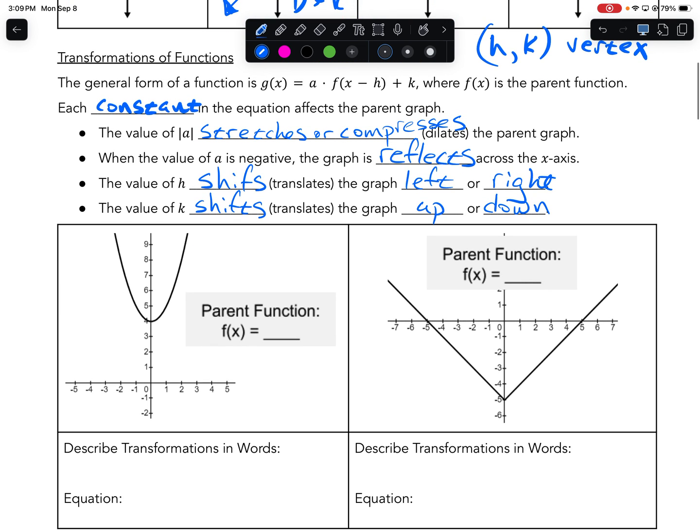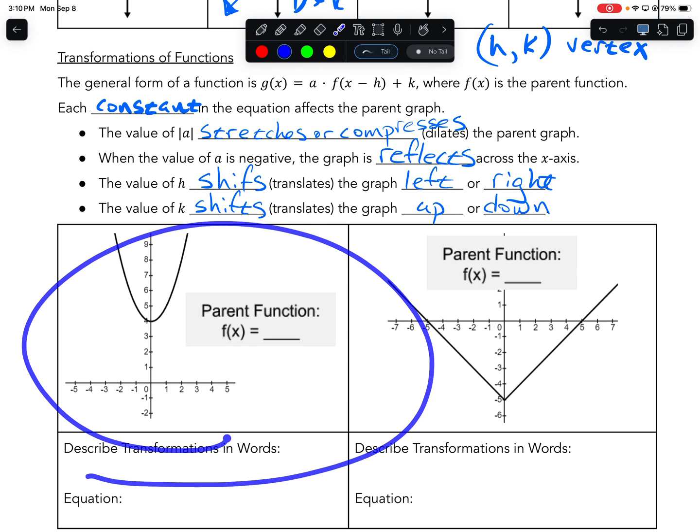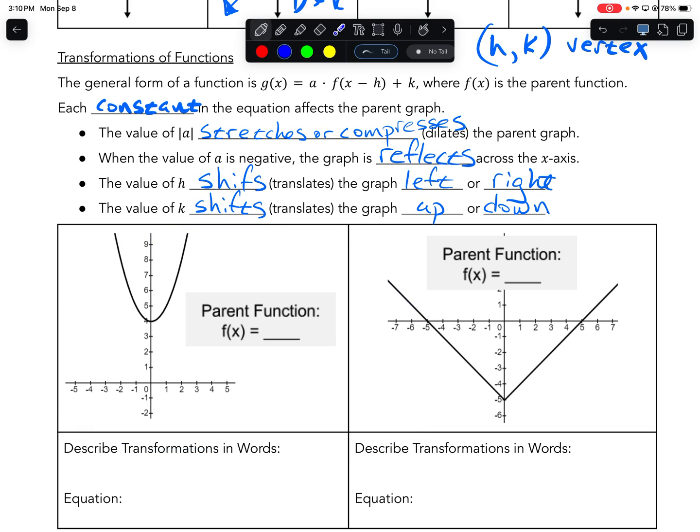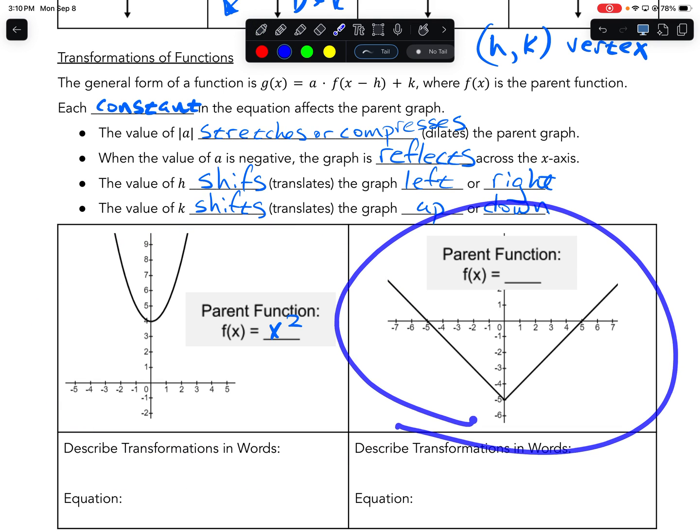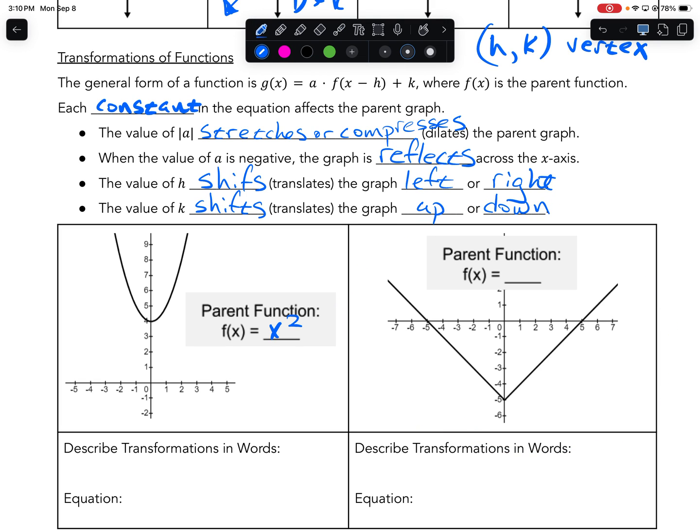So, if we're looking at this first graph right here, what's the parent function? Absolute value of x or x squared? X squared. What's the parent function of this one? Absolute value of x. You have to be able to tell those apart, right? Absolute value is in the shape of a V, like this. If it's x squared, it's in the shape of a U.